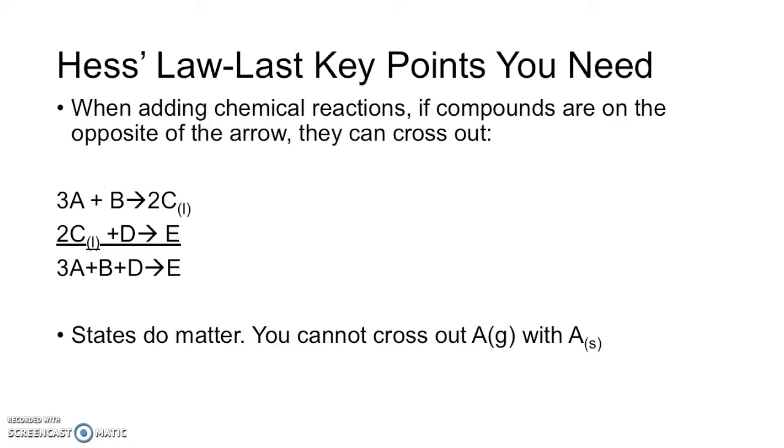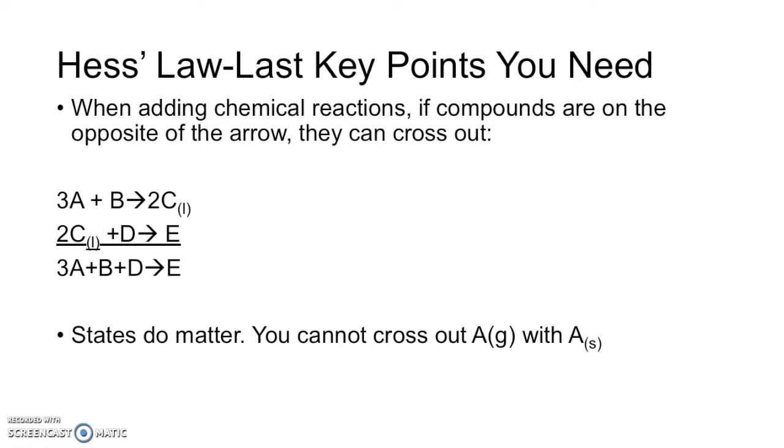Now before we start, 2 key points. Key point number 1 is that when you add chemical reactions together, what you'll see is that compounds will cross out. Compounds will cross out only if they are on the opposite side of the arrow. So for example, notice that 2C on the top reaction is on the right side of the arrow, and 2C on the second chemical equation is on the left side of the arrow. So since they're on opposite sides, they will just cross off.